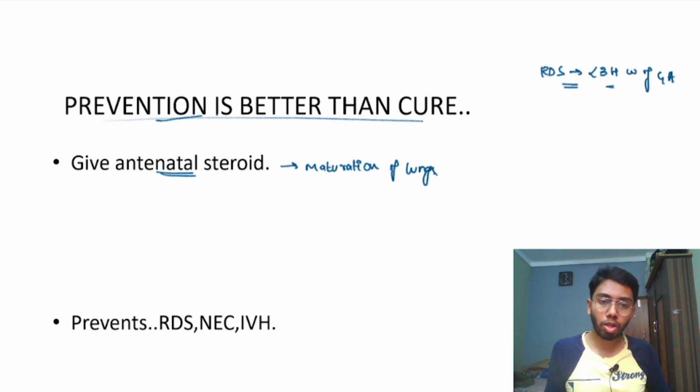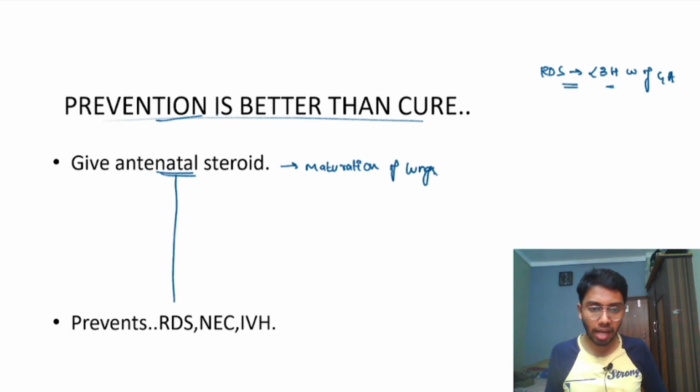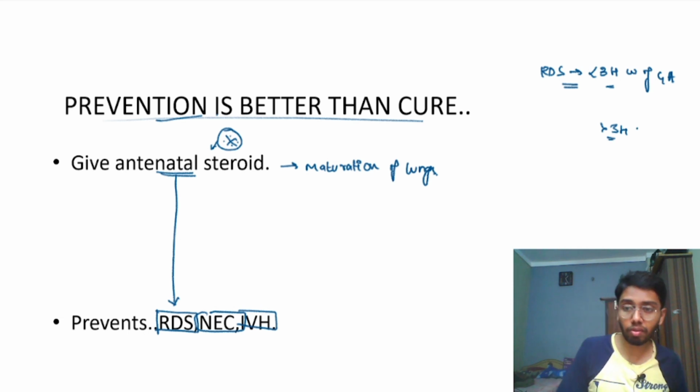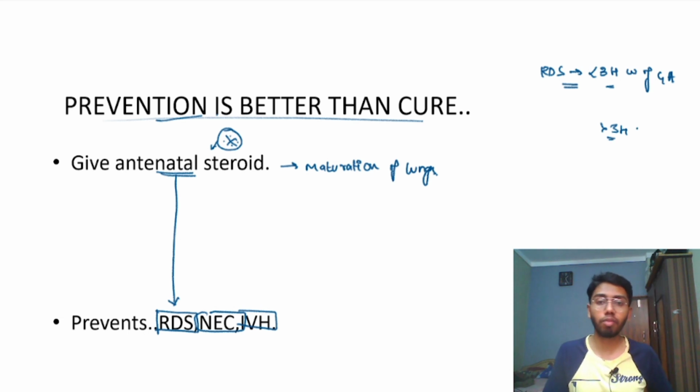Okay, and a very important question, this is one of the very important NEET questions. Antenatal steroid not only prevents respiratory distress syndrome, it also prevents necrotizing enterocolitis, and it also prevents intraventricular hemorrhage. So it is a very, very important drug as far as preterm babies are concerned. When you are suspecting preterm, go with steroids. But after 34 weeks, it is useless to give steroids. Okay, if you are suspecting delivery before 34 weeks, go with steroids.